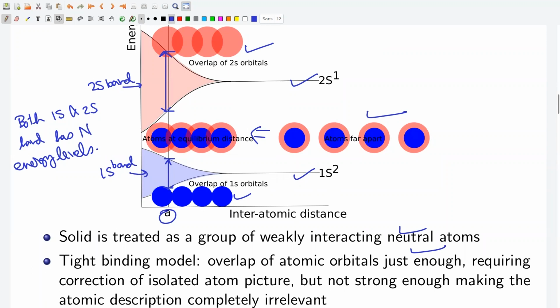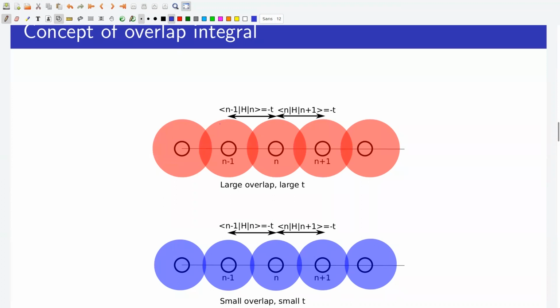Note that tight binding model deals with a case where overlap of atomic orbitals is just enough, requiring correction of isolated atomic picture, but not strong enough, making the atomic description completely irrelevant. Tight binding model is not an ab initio method where we can get the energy levels from first principles. The model we are going to use is a parameter based model.